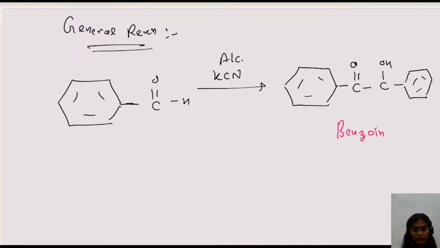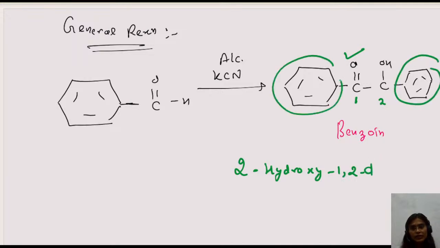And if we are observing the name, what is the name? The numbering starts from this carbon, 1 and 2 carbon, right? I'm talking about the IUPAC name. So the name for this compound is what? At the 2 position, the hydroxy group, because that is not the principal one. This is the principal one. So it becomes 2-hydroxy and then 1,2-diphenyl. One phenyl this and the second phenyl this. So it's 1,2-diphenyl.